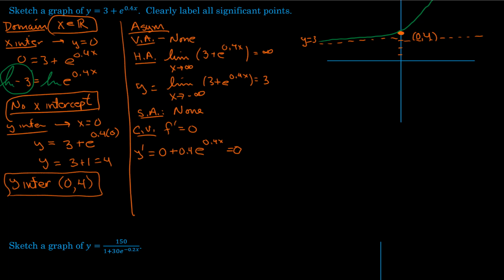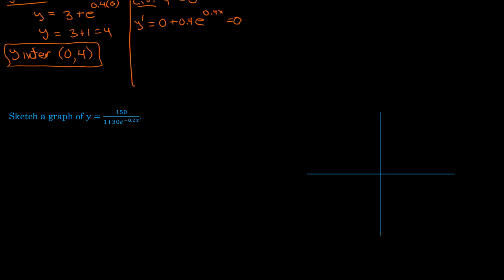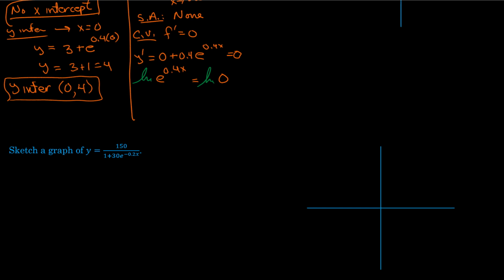Well, we could try to solve this. First, I would divide by 0.4, which is going to give me e to the 0.4x equals, when I divide by 0.4, the right-hand side is still 0. To solve for x, I need to apply natural log to both sides. And the catch here is, on this side, it does not exist. You cannot take the natural log of 0, which tells us then, as far as critical points go, there are none. There are no critical points here. Interesting. That means it doesn't turn around.